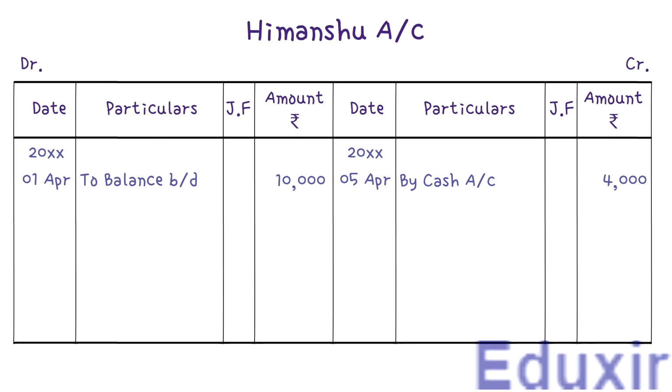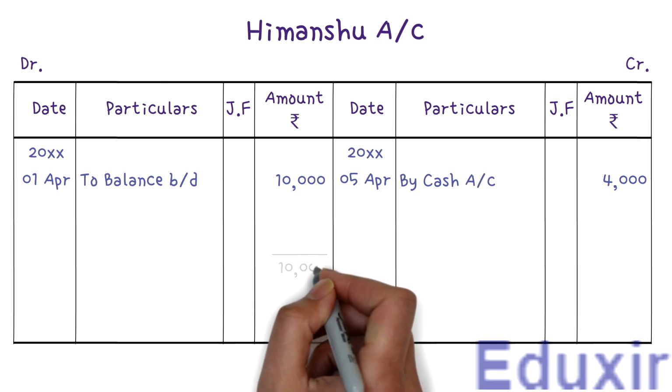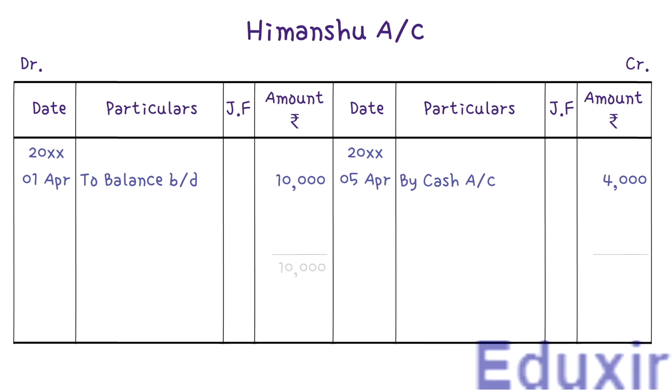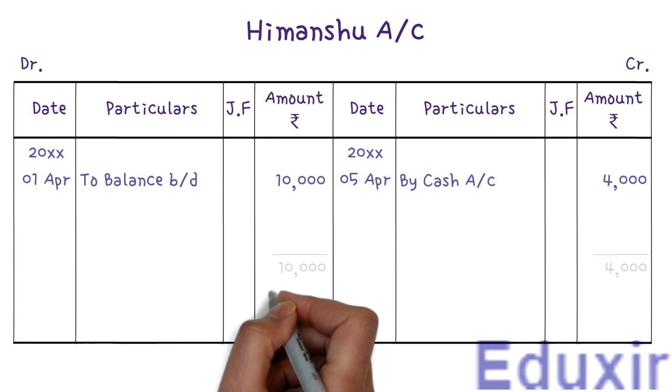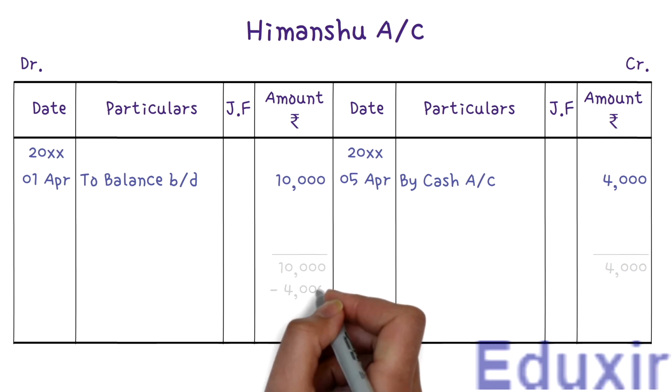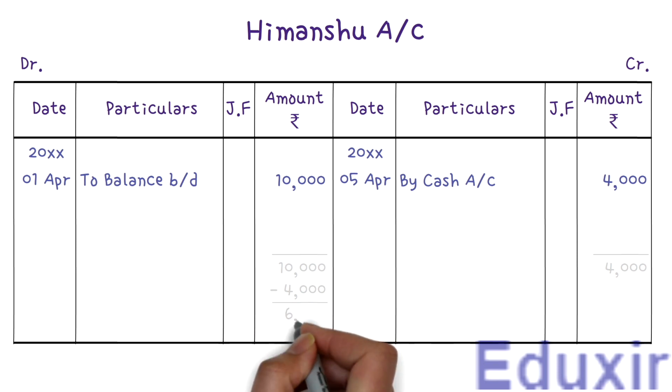Let's now take up Himanshu account. The total on the debit side is 10,000 rupees. And the total on the credit side is 4,000 rupees. From 10,000 rupees, if you subtract 4,000 rupees, we get 6,000 rupees. This is the debit balance and should be posted on the credit side.